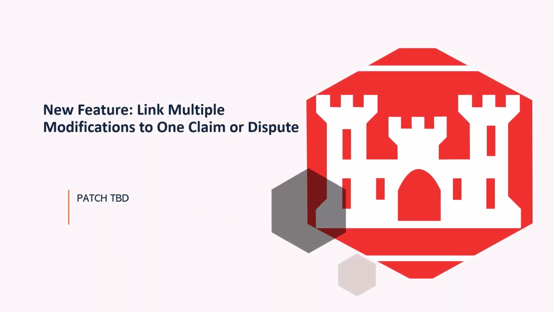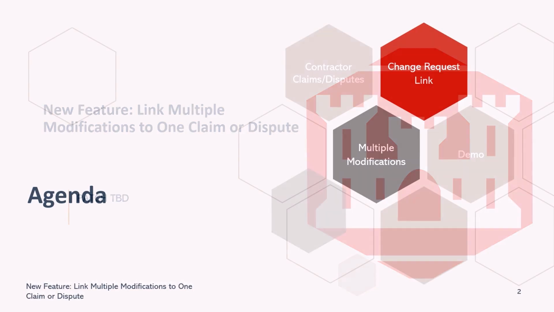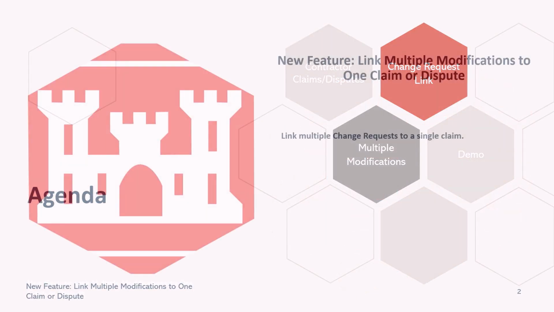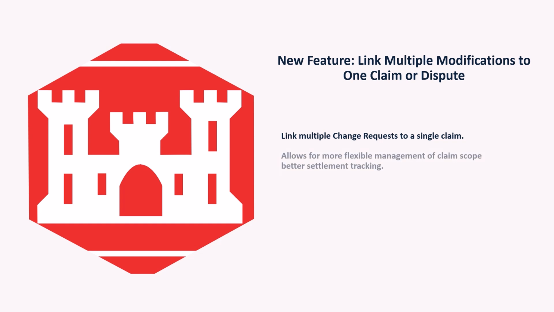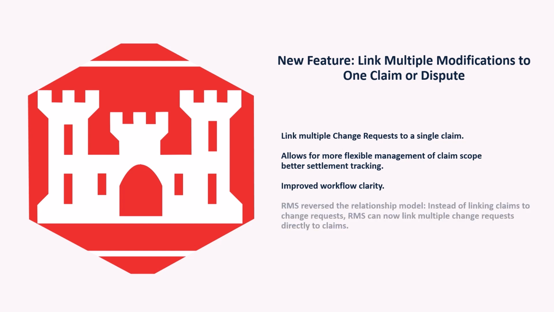In this release, we've introduced the ability to link multiple change requests to a single claim. This new capability allows for more flexible management of claim scope, better settlement tracking, and improved workflow clarity. Most importantly, RMS reversed the relationship model. Instead of linking claims to change requests, RMS can now link multiple change requests directly to claims. Let's explore what that means and how it works.